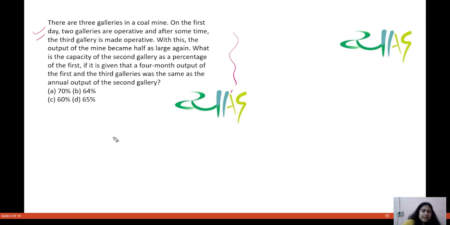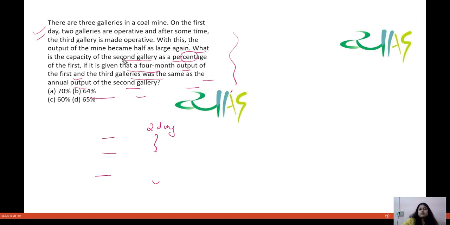Now look at this question. So what is the question saying? There are three galleries in a coal mine. On the first 2 days, two galleries are operative, and after some time, the third gallery is also made operative. With this, the output of the mine became half as large again. What is the capacity of the second gallery as the percentage of the first, if it is given that a 4-month output of the first and the third gallery was the same as the annual output of the second gallery?